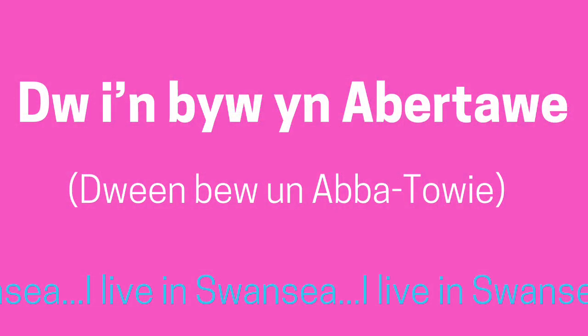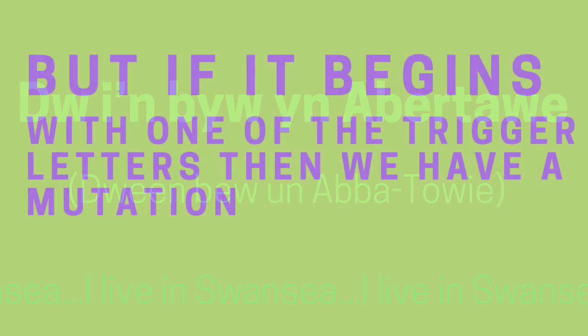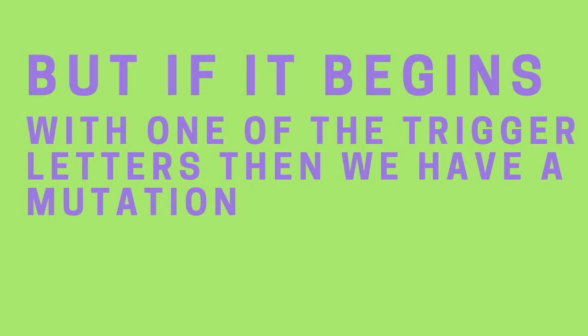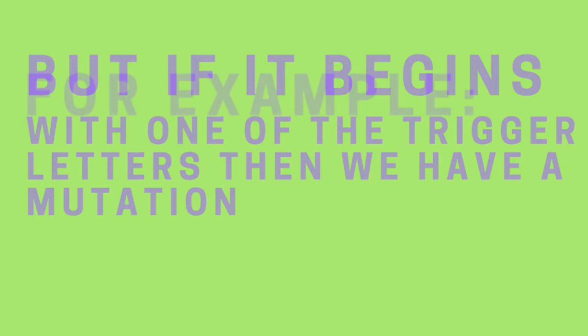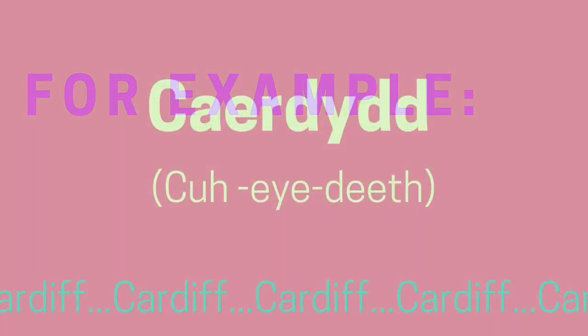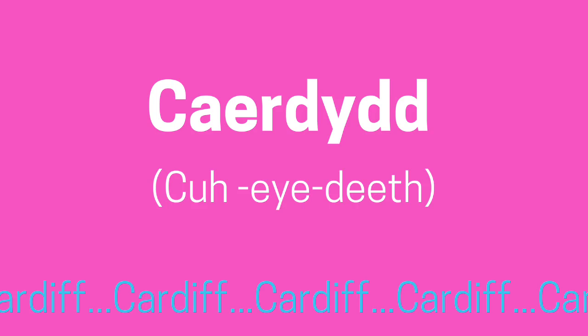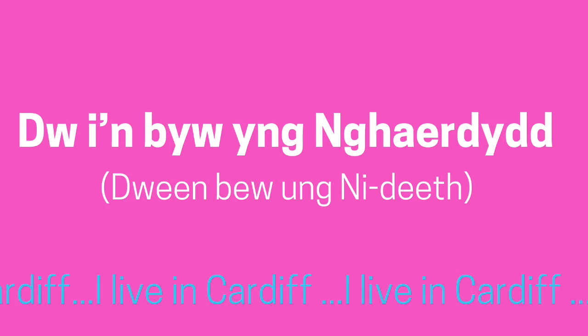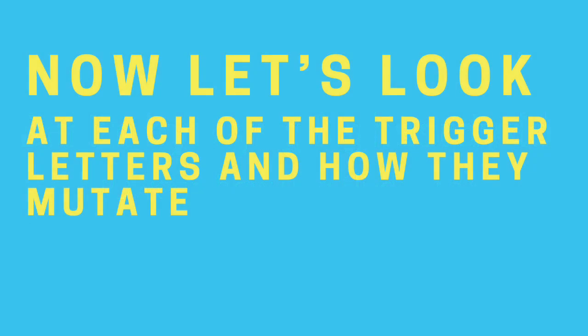Dwi'n byw yn Abertawe. But if it begins with one of those trigger letters, such as a word beginning with the letter C, for example, Caerdydd, Cardiff, then we have a nasal mutation. Dwi'n byw yng Nghaerdydd. So now let's start looking at those trigger letters one by one and how they mutate. We'll start with the letter B to see how it mutates after un, and then we'll practice using it in a phrase as well.